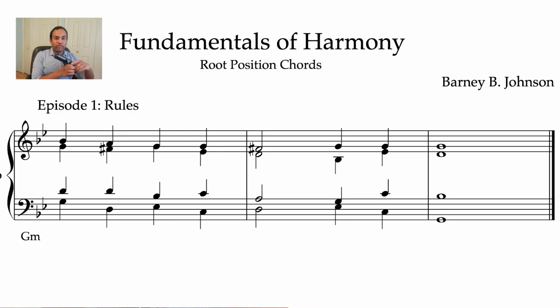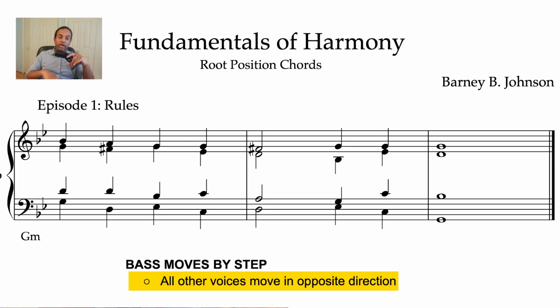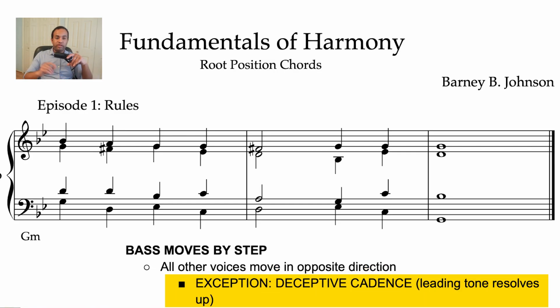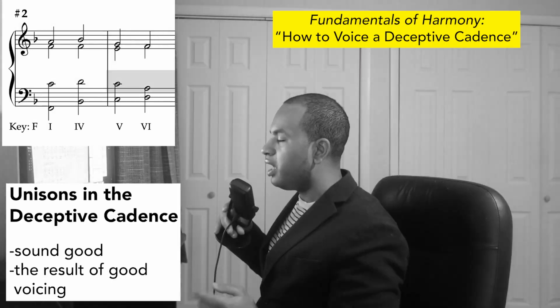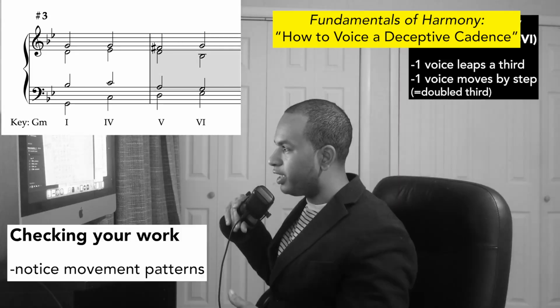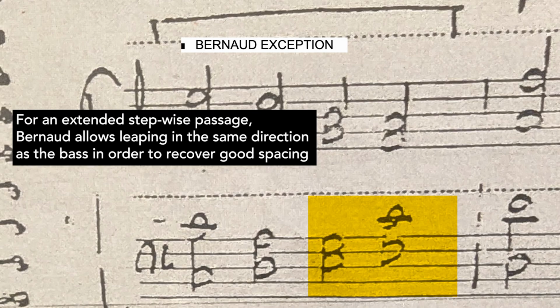There are two types of motion of the bass. The bass is either going to move by step or it's going to move by leap. When the bass moves by step, you want to move the other voices in opposite direction to the bass. A big exception would be the deceptive cadence, in which one of the voices has to move up to resolve the leading tone. I do have a whole tutorial on how to deal with the deceptive cadence, so you can go ahead and check it out.